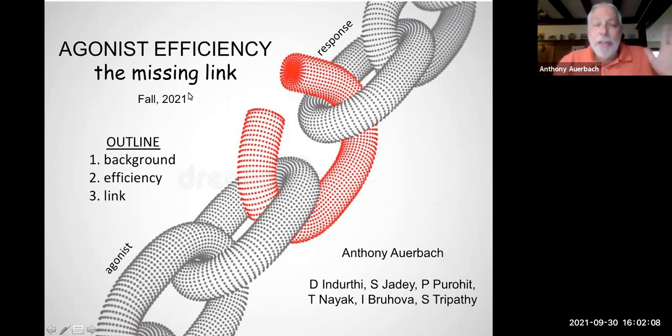So the topic is agonist deficiency, and the outline is shown here. There's 3 sections. I'm going to present some background information, which most of you already know, but I thought I'd bring everybody up to speed. Then I'm going to talk about efficiency, and then I'm going to talk about the link, the missing link that's been hiding in plain sight, sort of. And things go from simple to complicated in the course of this talk. So let's start with something simple. I hope we start with something simple.